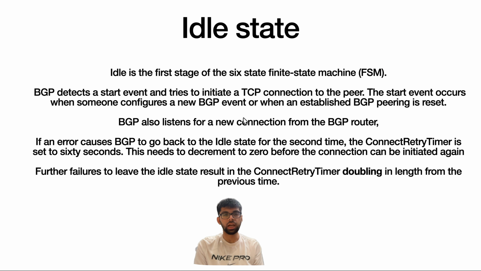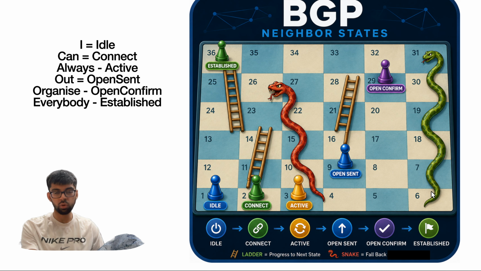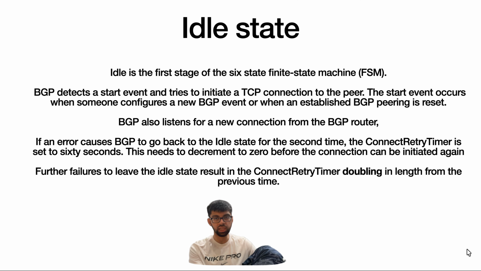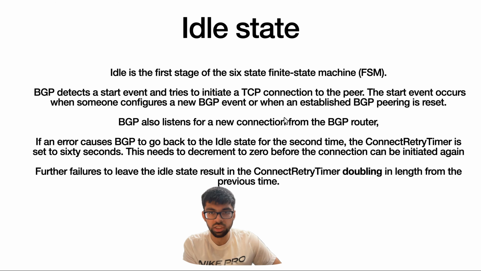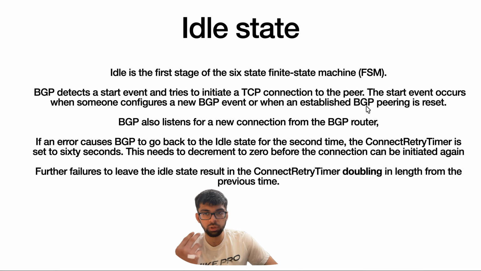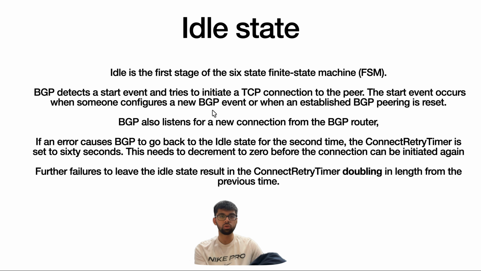So the idle state, that's the first stage of this. And this, by the way, is called the finite state machine, the FSM, the BGP finite state machine. Now, BGP detects a start event firstly, and it tries to initiate a TCP session to the peer. The start event occurs when someone configures a new BGP event, or when an established BGP peering is reset. Now, BGP also listens for a new connection from the BGP router.